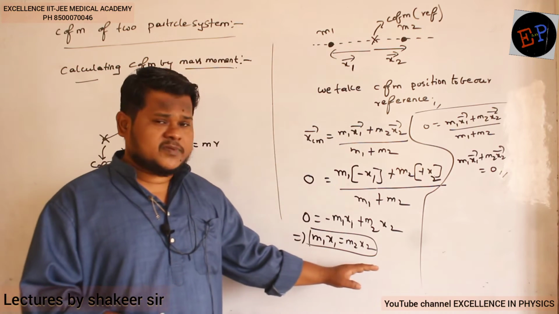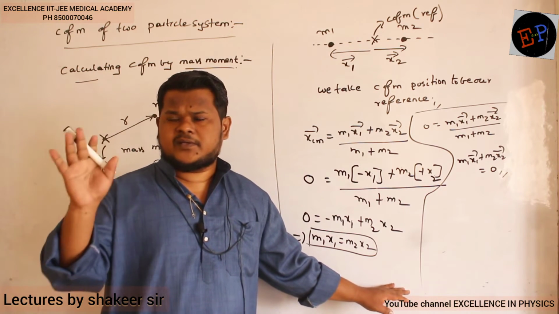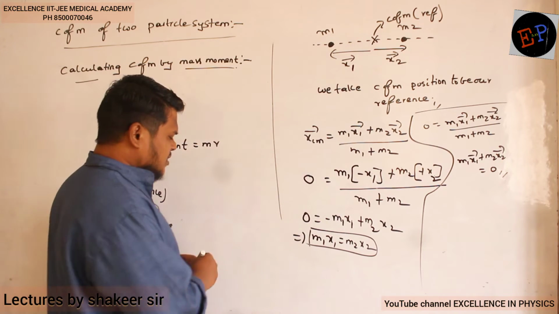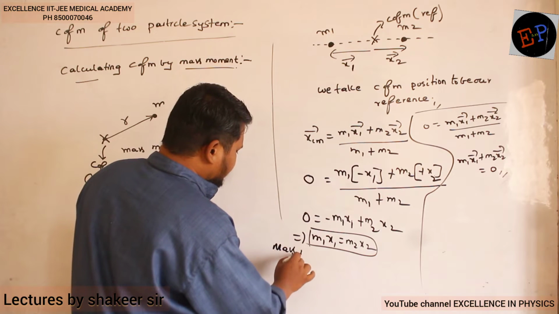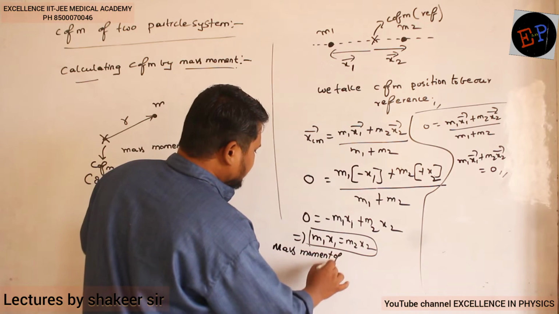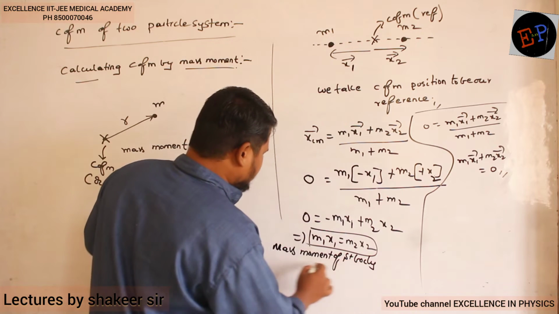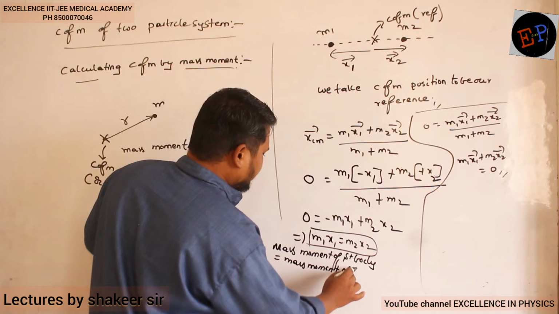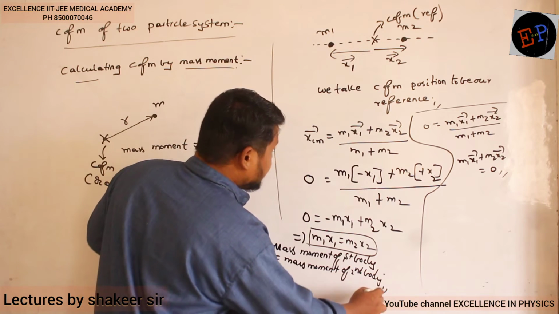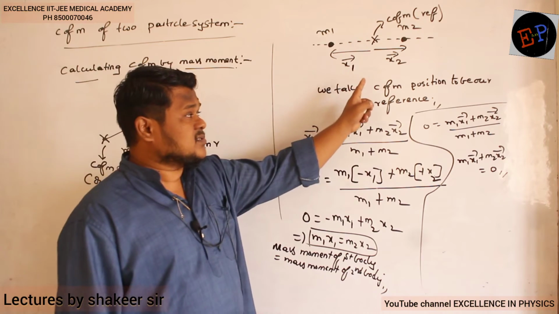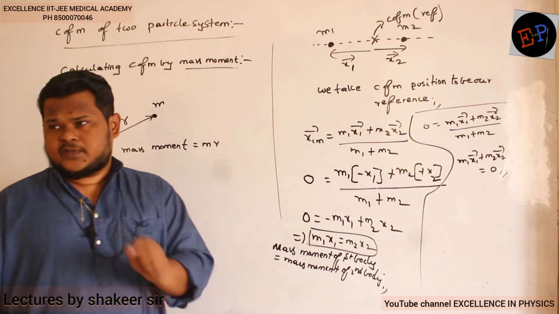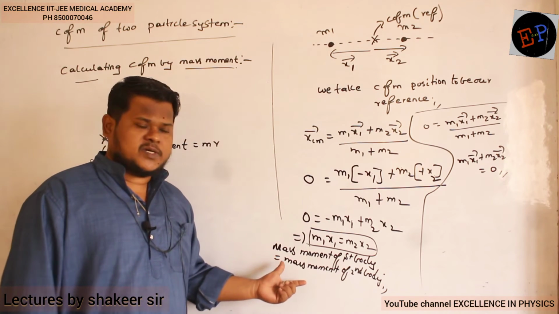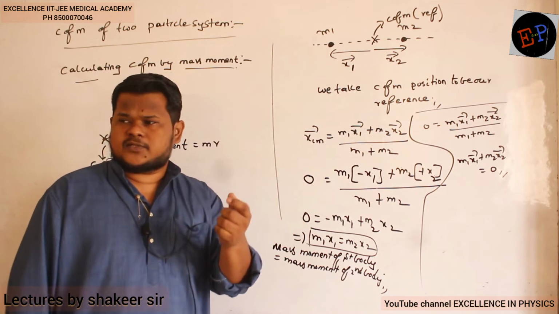So solving problems with the help of mass moments will become very, very easy if you can understand this concept carefully. Understood? So in the form of scalars, what will I write? Mass moment of first body is equal to mass moment of second body. But this is satisfied in which condition? This is satisfied only if I take the center of mass to be my reference. Center of mass itself is my reference. Then the mass moment of the first body and the mass moment of the second body should be equal.